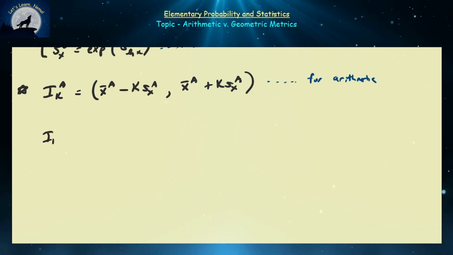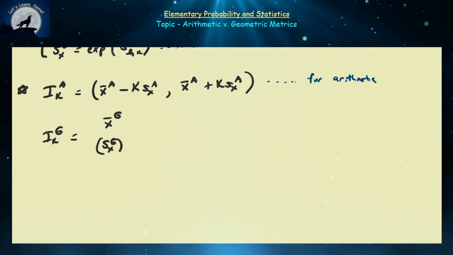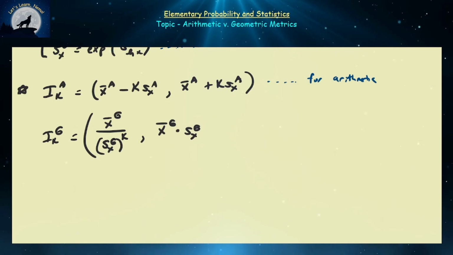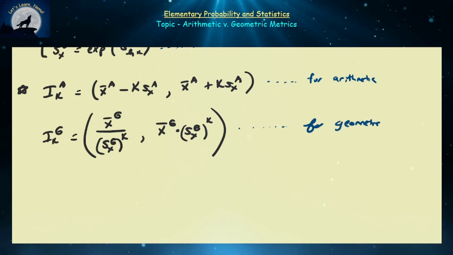So what about for geometric? You want to take a guess? So the geometric will be equal to x bar g. Instead of subtraction and addition, we're going to do division and multiplication. So we're going to take our geometric standard deviation and raise it to the power of k, and then divide. And then we're going to take our geometric standard deviation, raise it to the power of k, and multiply. Right? So this is for geometric metrics. Those are the ways to construct intervals for estimation under arithmetic and geometric metrics.